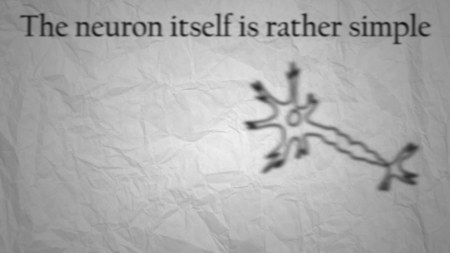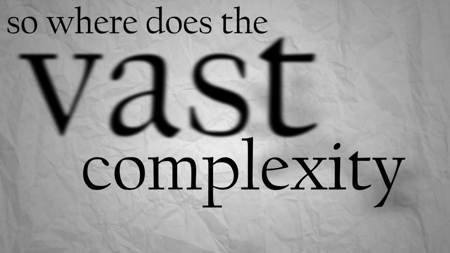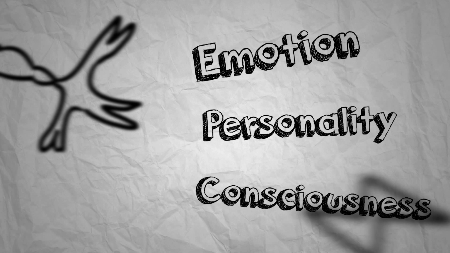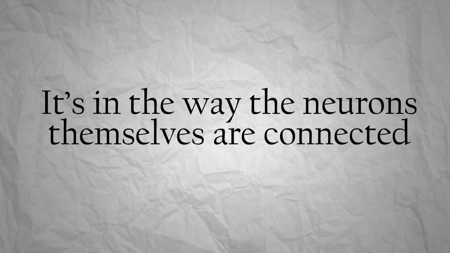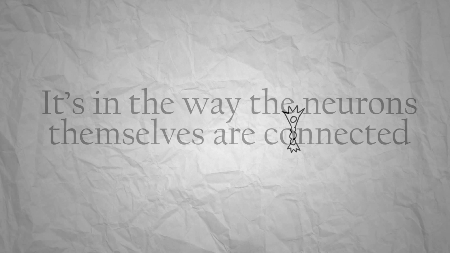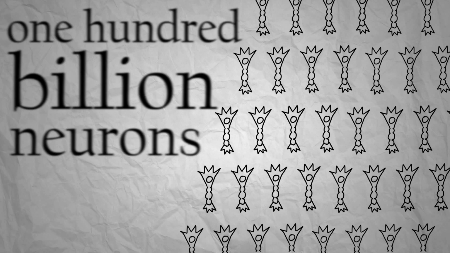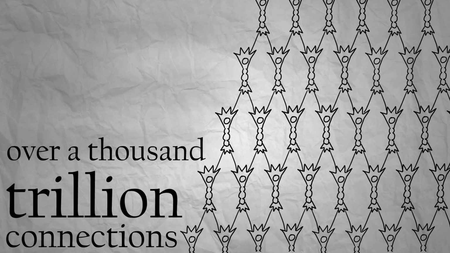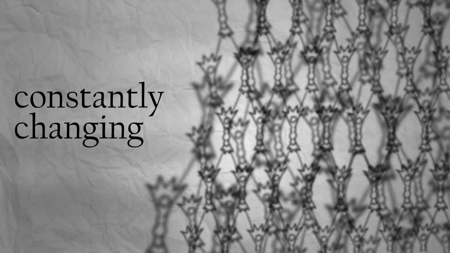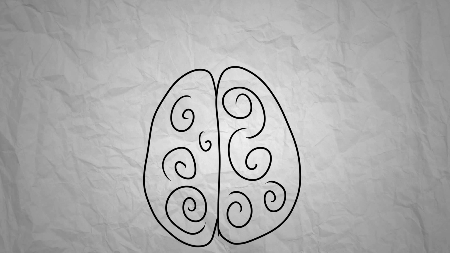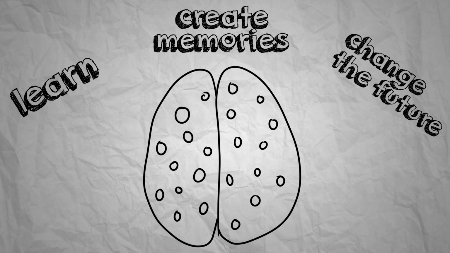The neuron itself is rather simple, so where does the vast complexity of the brain come from? How, from this simple act of firing, can we get emotion, personality, and even consciousness? It's in the way the neurons themselves are connected. The brain is made up of 100 billion neurons and over 1,000 trillion connections, and these connections are constantly changing. The ability of the brain to change its own structure allows a person to learn, create memories, and change the way they act in the future.